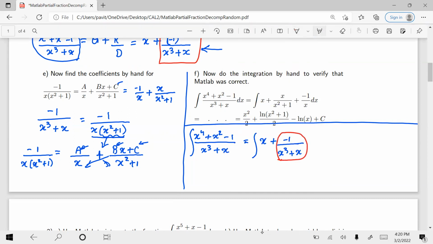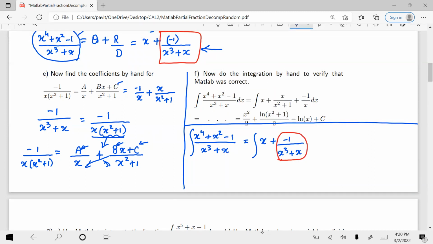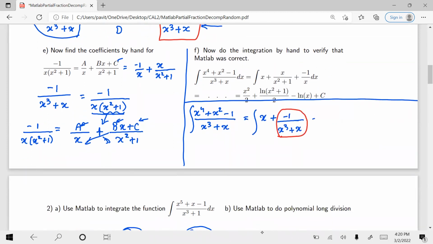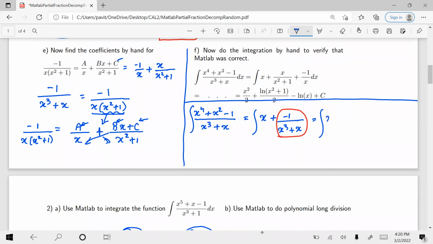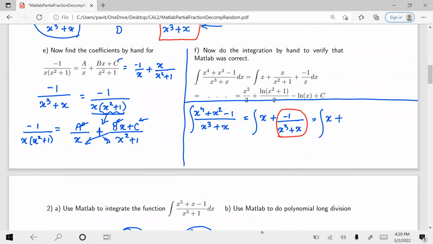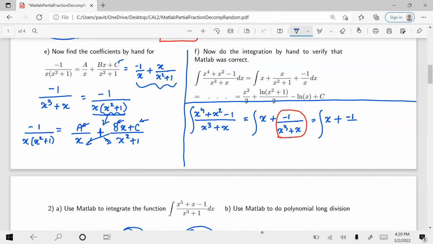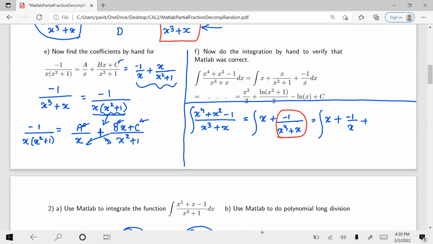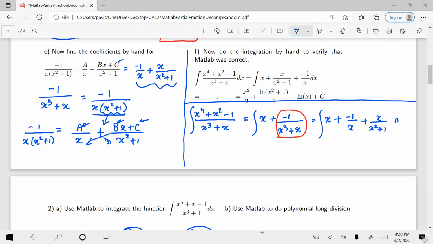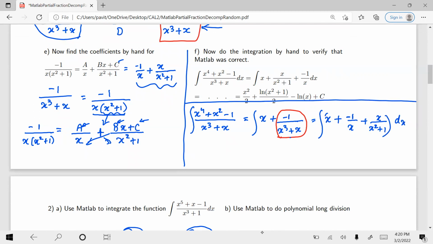So what did we do? We applied partial fractions and we got this form. We got the polynomial in this way. X plus, what did we do for negative 1 by x cube plus x? We got this one. So negative 1 over x plus x divided by x square plus 1, whole term into dx. Agree?